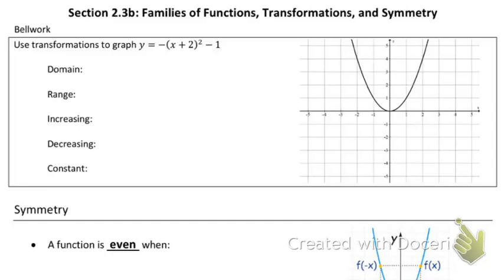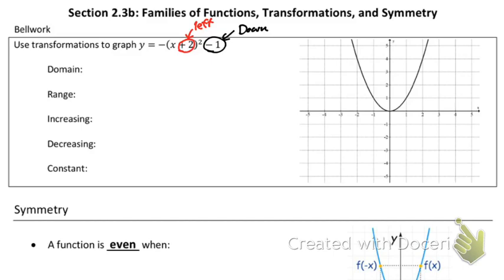So when I'm looking at this, I'm looking at that -1. That makes it go down 1. That's the last thing I'm going to do. This +2 inside here, what does that +2 do to my graph? Left. It moves it left.